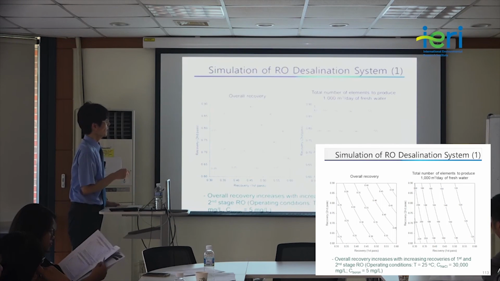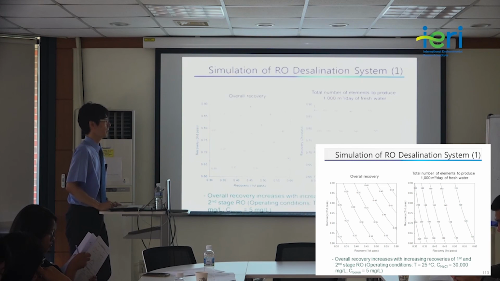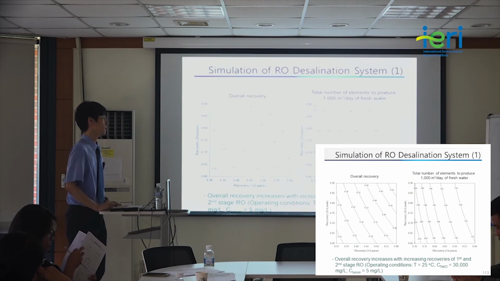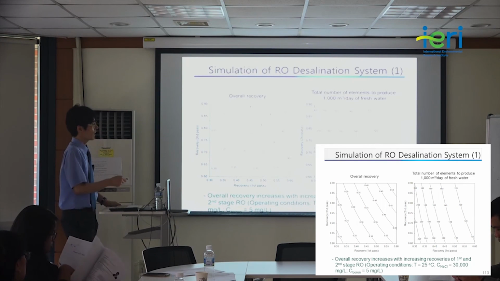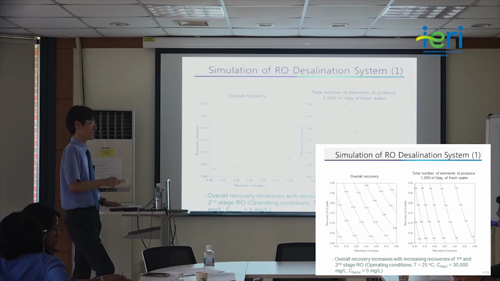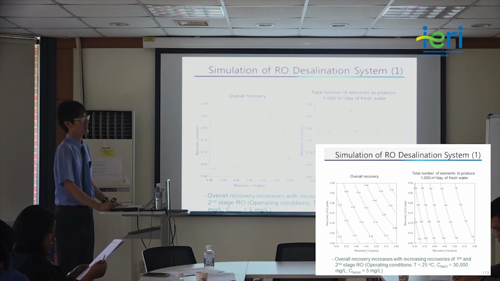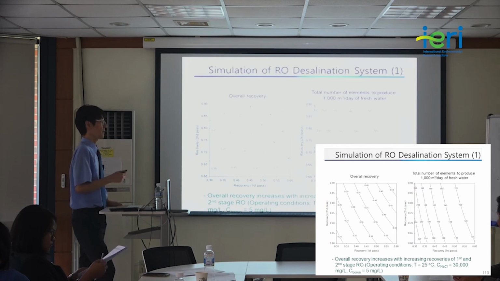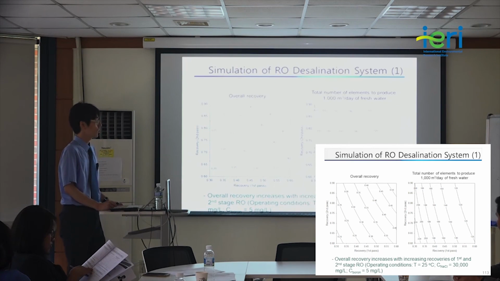And in this case, depending on the recovery, the number of membrane elements required to produce 1,000 cubic meters per day of fresh water will change, because to adjust the recovery, we adjust the flux through the membranes, so that lower pressure means lower flux, which means that we need more membrane elements. So the number of membrane elements required for this system will increase.